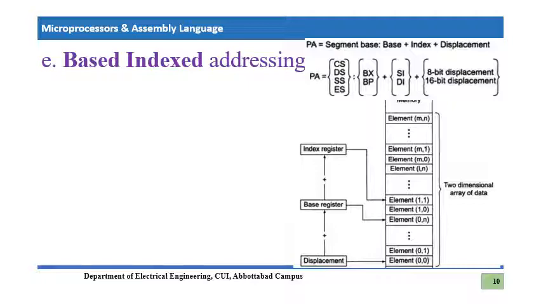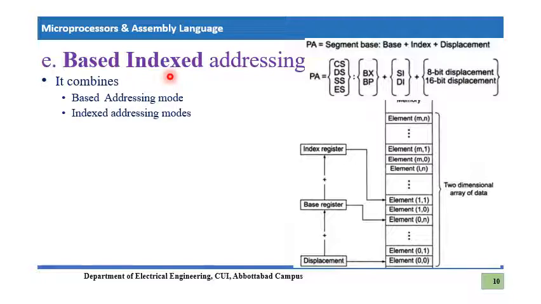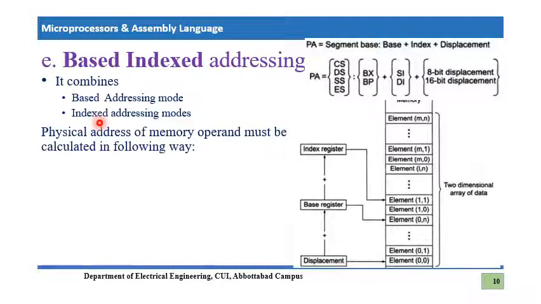Okay, now we are going to discuss the very last addressing mode, which is base index memory operand addressing mode, or simply base index addressing mode. Since it is also part of memory operand addressing mode, it combines base addressing mode and index addressing mode. So this mode can be considered as a combination of both these two modes. Likewise, we were calculating physical address of memory operand, so we will be following the same fashion here.